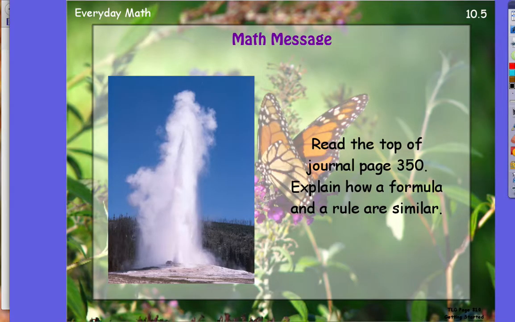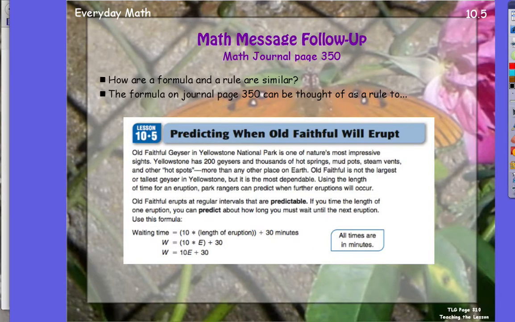You're going to be reading on your math journal on page 350 about Old Faithful. Some of you maybe have experienced Old Faithful, others of you maybe have never heard about it. This isn't a picture of Old Faithful. It is out in the west, and it blows up an eruption of water every so often, and you're going to learn a little bit about that today in your math lesson.